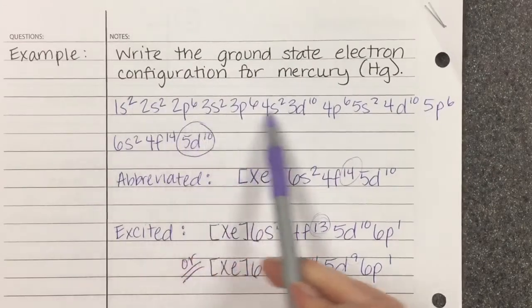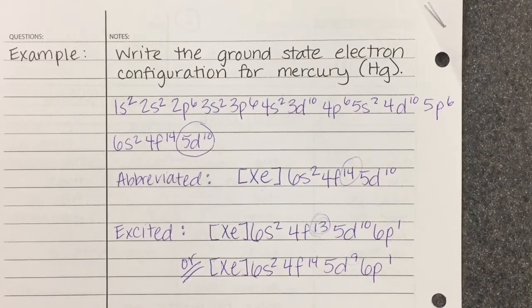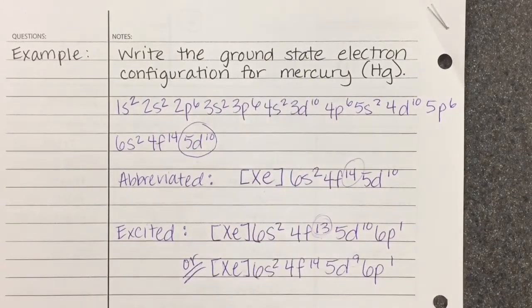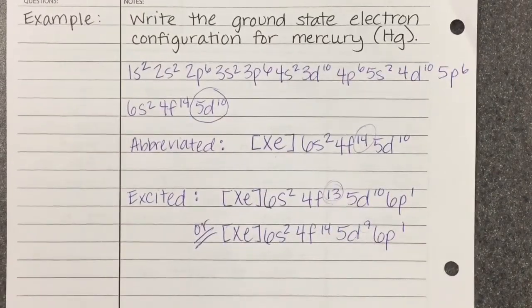If it's a normal electron configuration that's written exactly the way that it's supposed to be, that's what we call a ground state electron configuration. So you guys need to be able to spot those. If you see one that looks messed up, you can identify that as an excited electron configuration.